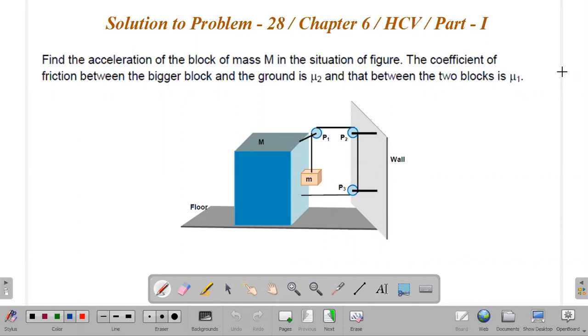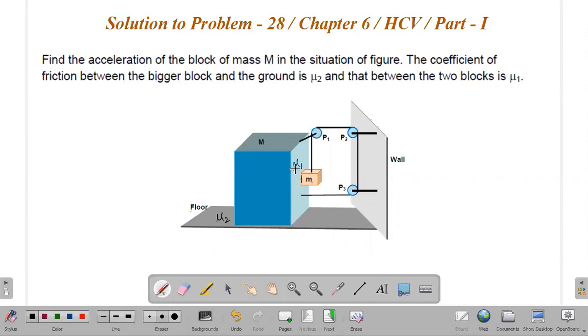There is friction between the block and the floor and also between the two blocks. The coefficient of friction between the block of mass capital M and small m is denoted by mu1, and the coefficient of friction between the floor and the block is denoted by mu2. So friction is present between the two blocks as well as between the block and the floor. Everything is given in this question.